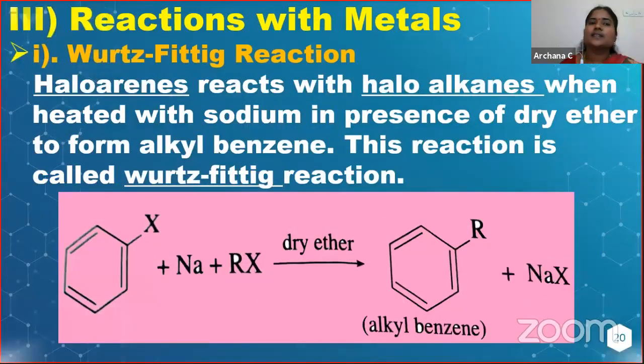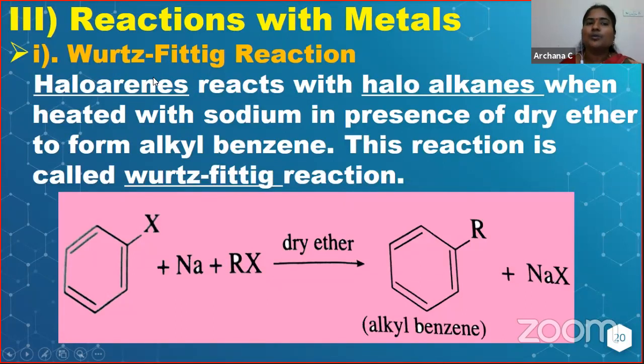Next, we will discuss the next one. With this, we have completed the electrophilic substitution reactions. What did we complete? Halogenation, nitration, sulphonation, Friedel-Crafts alkylation, Friedel-Crafts acylation. Next, the third reaction. These haloarenes are ready to react with which one? Metals. Therefore, we have to discuss the reactions with metals.